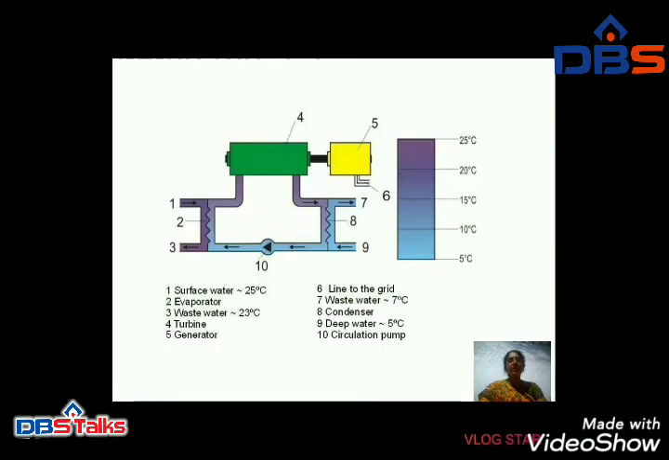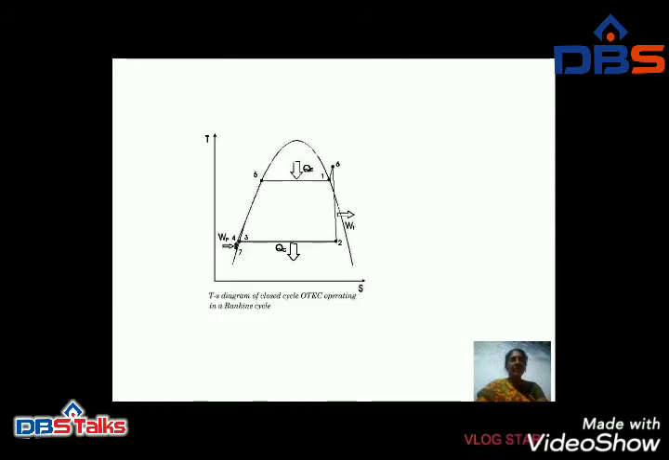There is the surface water at the first point, that is 25 degrees, and then it goes to the evaporator. Then the third one is the wastewater, and the vapor goes to the turbine, after that the generator, and then it is linked to the grid. Then it goes to the wastewater, condenser, deep water, and it is circulated by the pump. This is the total diagram, the TS diagram of the closed cycle operating system.